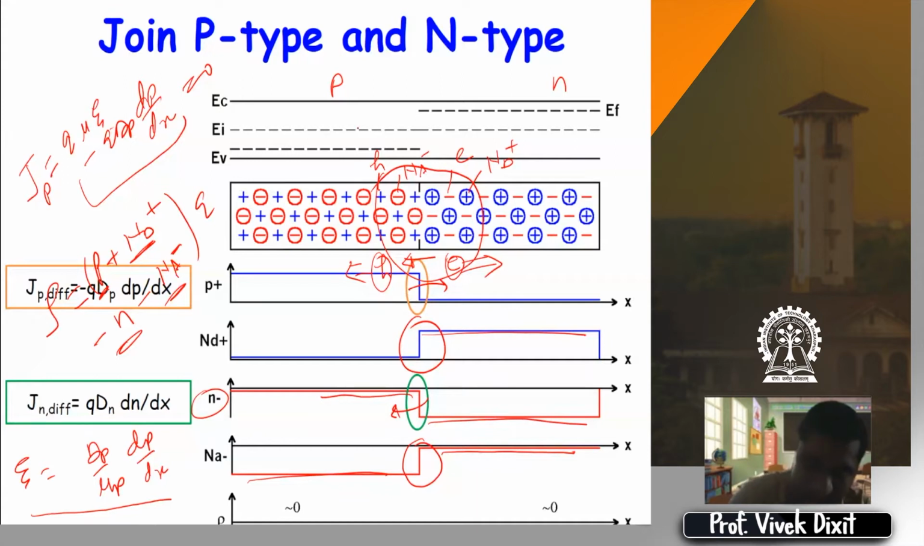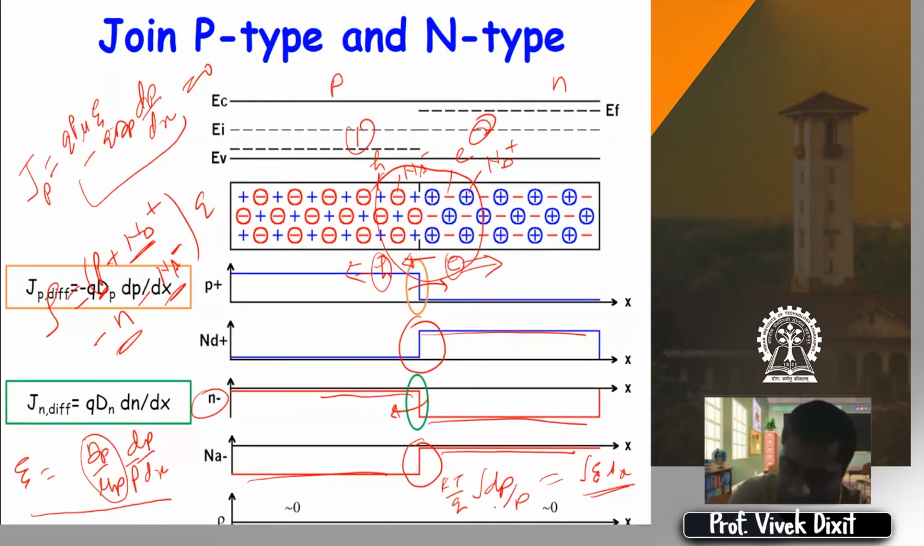If you integrate from X1 to X2, right? So integral dP. Okay, there is a P also here, right? So it will be divided by P also, right? So dP by P will be, now D by mu is kT by q, right? So D by mu is kT by q. You can just write kT by q, and this will be integral E dx, right?